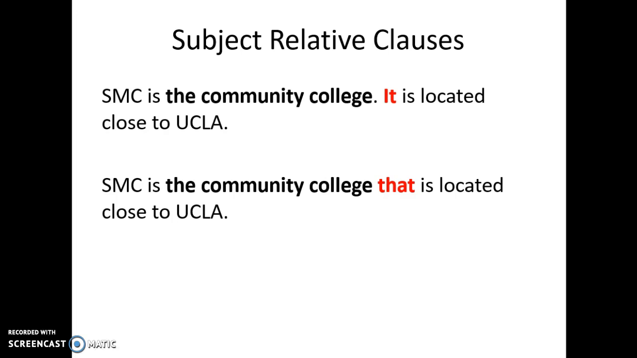When we create a subject relative clause, we combine these 2 independent clauses, and we have SMC is a community college that is located close to UCLA. So this relative clause describes the community college.